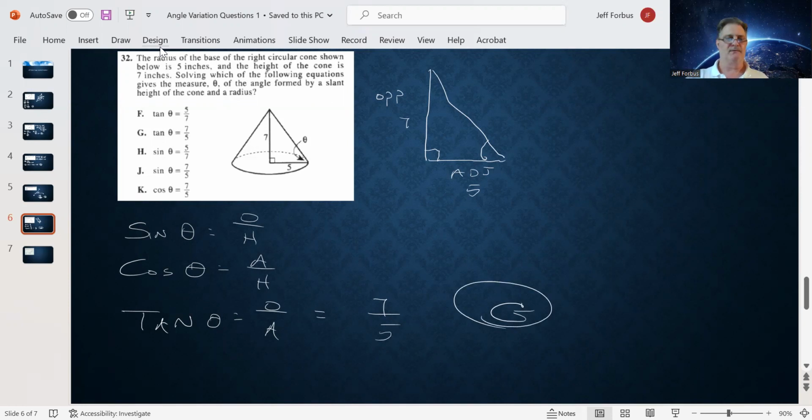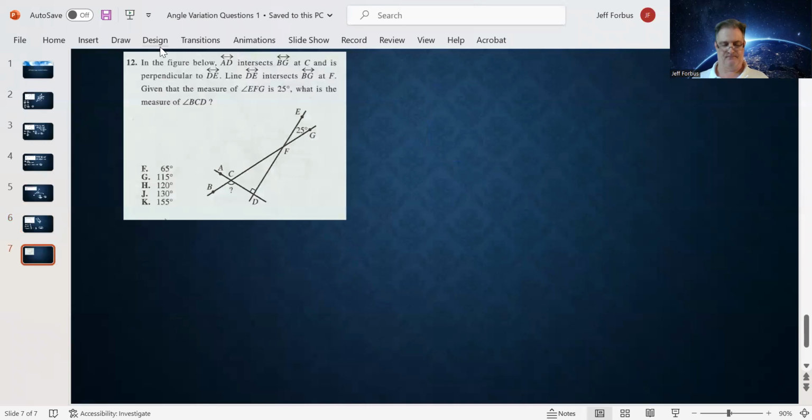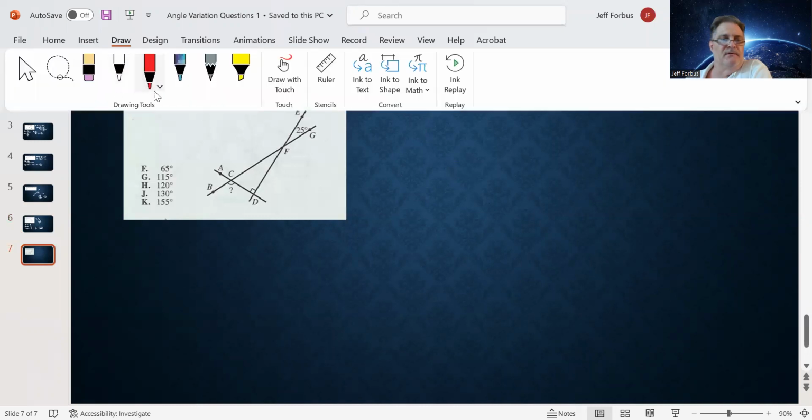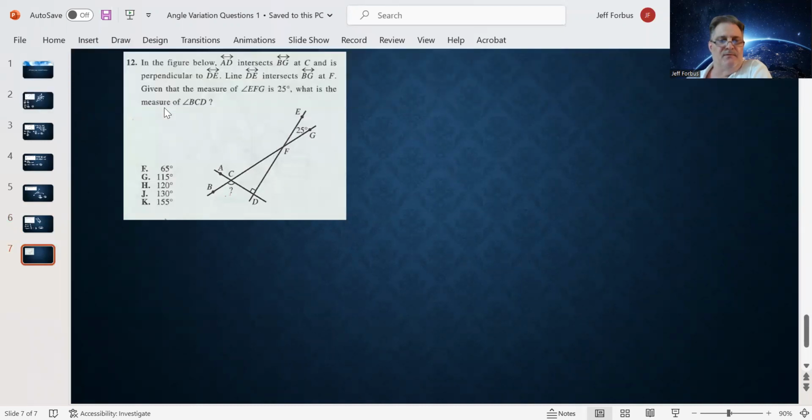All right, let's go to the next one. Our last one. So they want to know what the measure of angle BCD is. And they show you right here. We're looking for it right here. Here's what we're looking for right here. So how are we going to work our way back there? Well, we know angle F in the triangle has got to be 25.